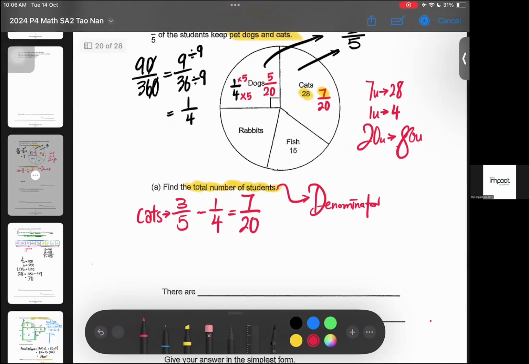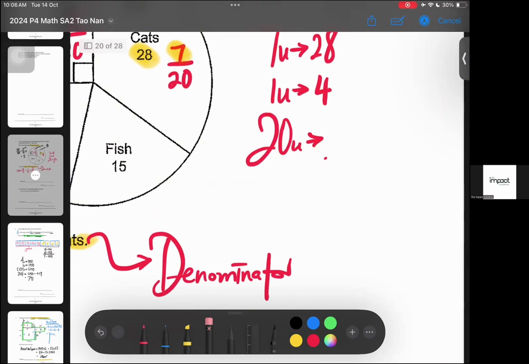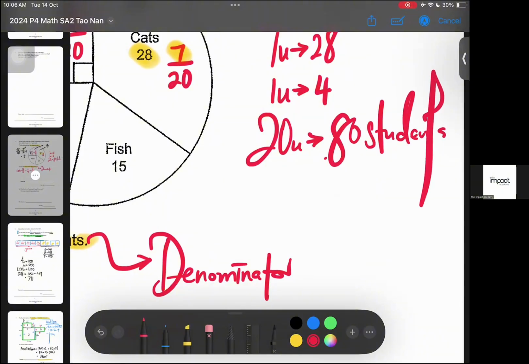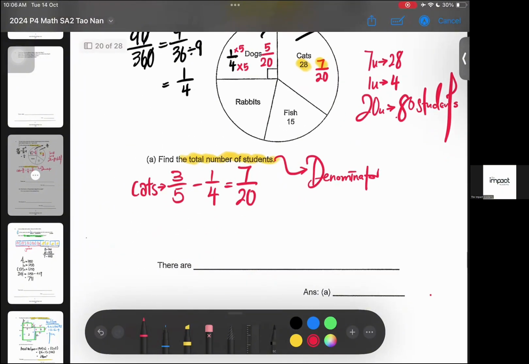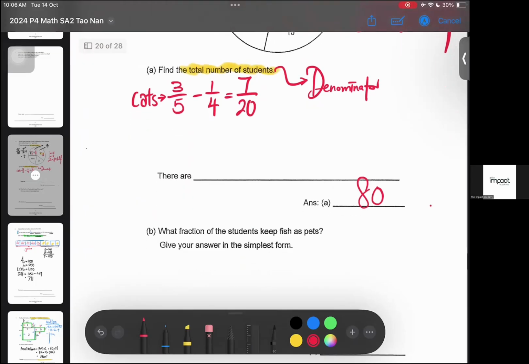Sorry, I apologize. It's not 80 units, it's 80 students. All right, and that is the reason why the answer for this question has to be 80 students in total.